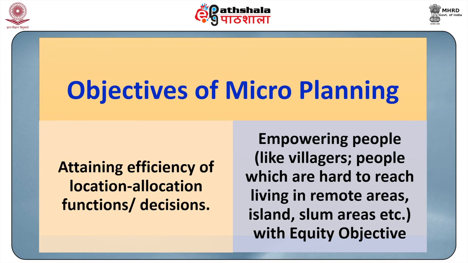But what I am saying is that for that whole unit of microplanning, there are two objectives. One, you want to improve the efficiency of the public services. Ultimately, in the location allocation decision, what are you doing? You are taking an investment decision, and then ultimately locating those decisions.